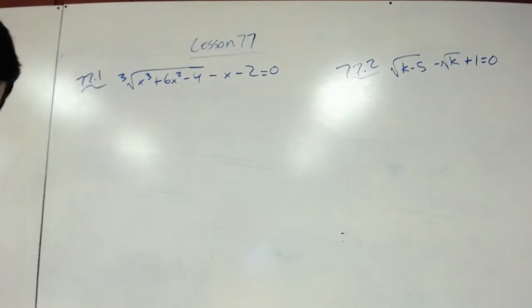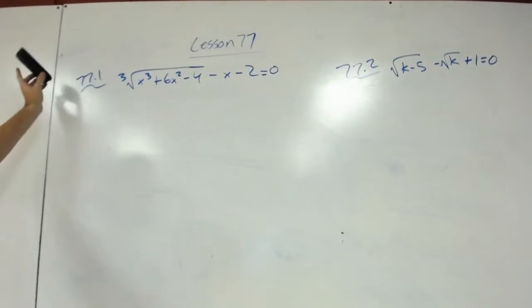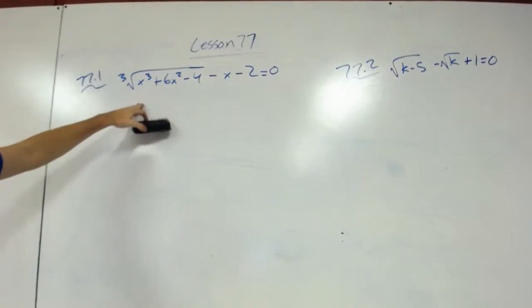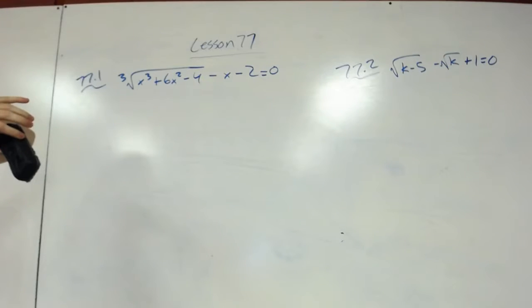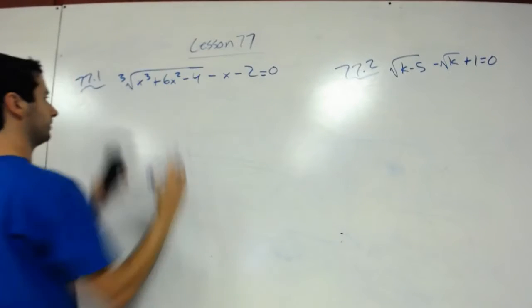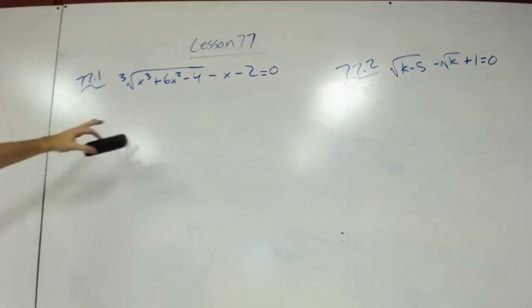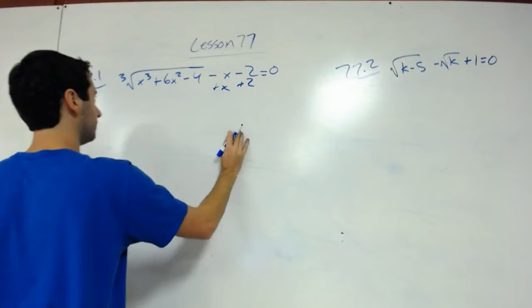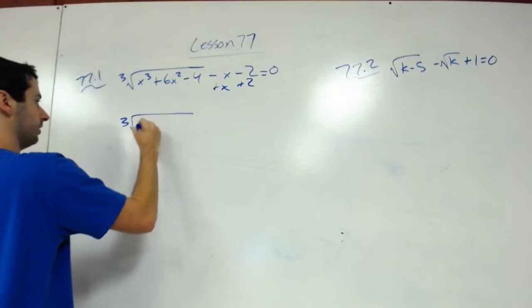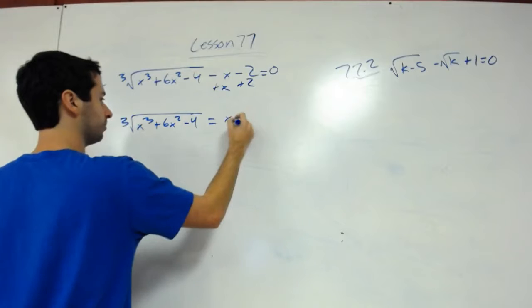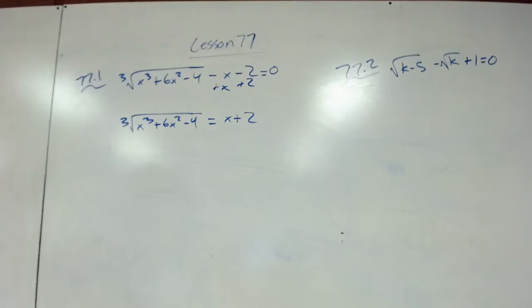Let's start in lesson 77 by looking at advanced radical equations here. You've got the cube root of x cubed plus 6x squared minus 4. What you're going to do here is first get this part on its own, so you're going to get everything else on the other side. So we're going to add x, add 2. That leaves us with the cube root of x cubed plus 6x squared minus 4 equals x plus 2. And this is where it gets a little tedious.